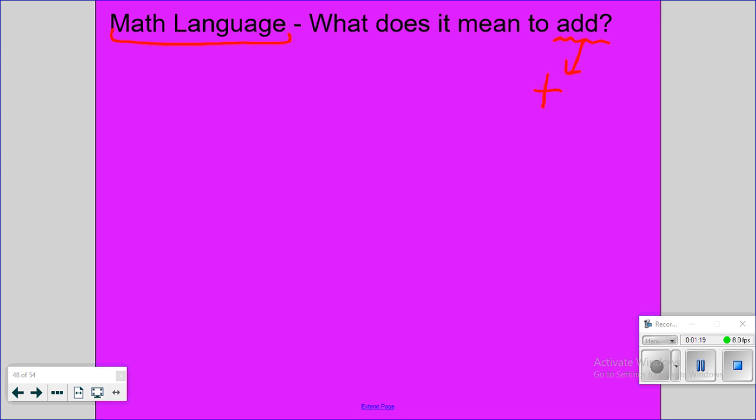When you're putting the two numbers together. What does that mean? Gwen, what do you think? Like when you're putting however many numbers you have together. Okay. So we're putting numbers, or we might think of them as things, together.